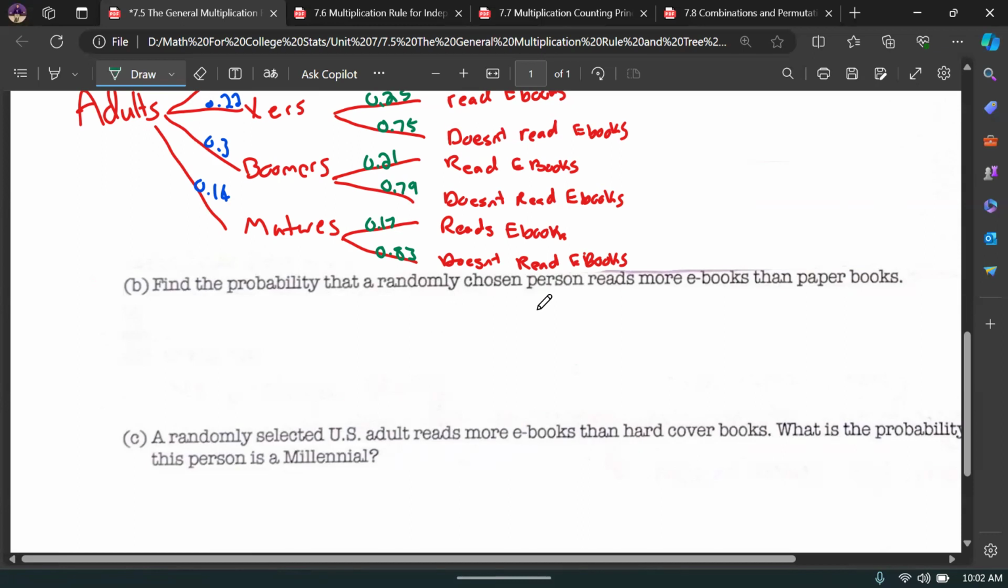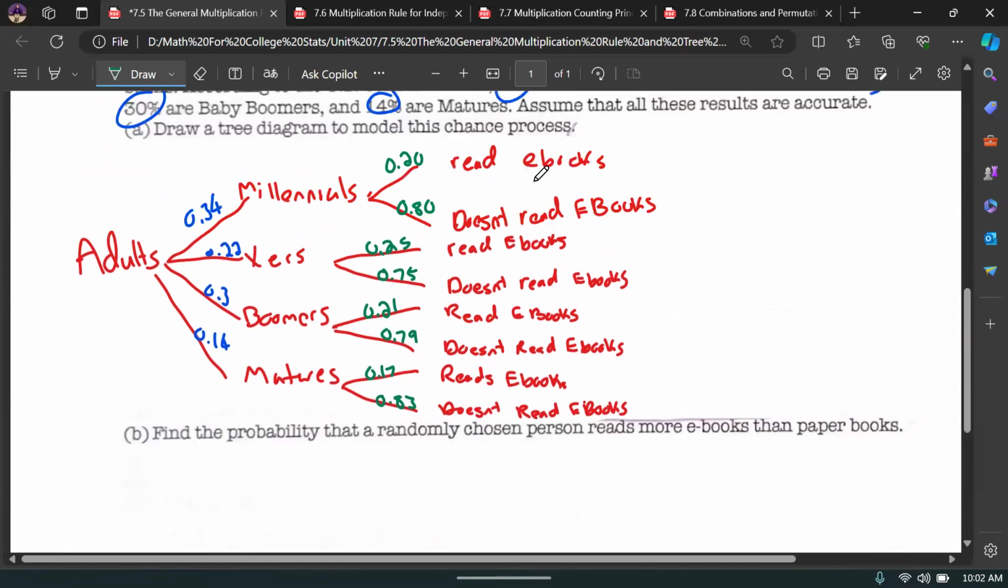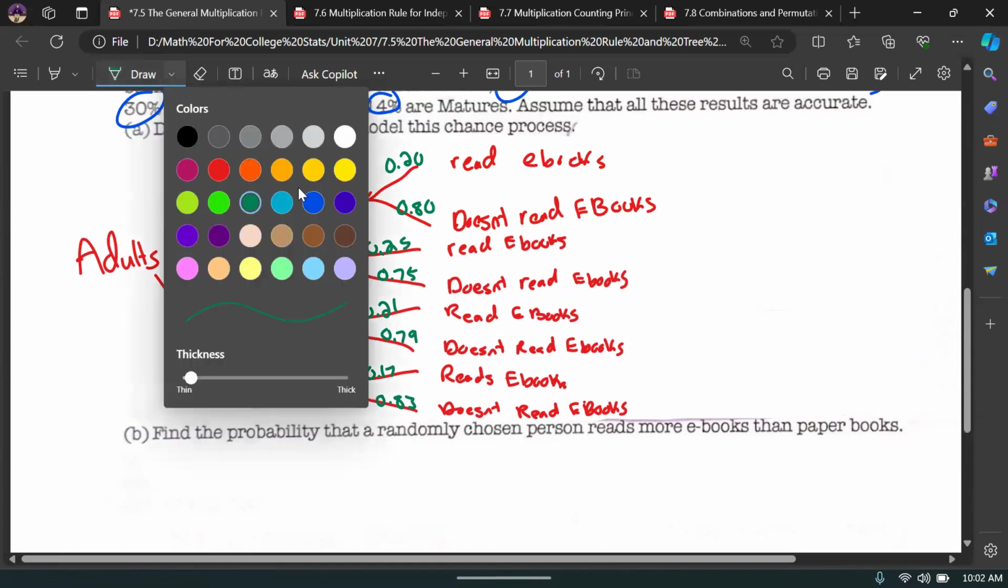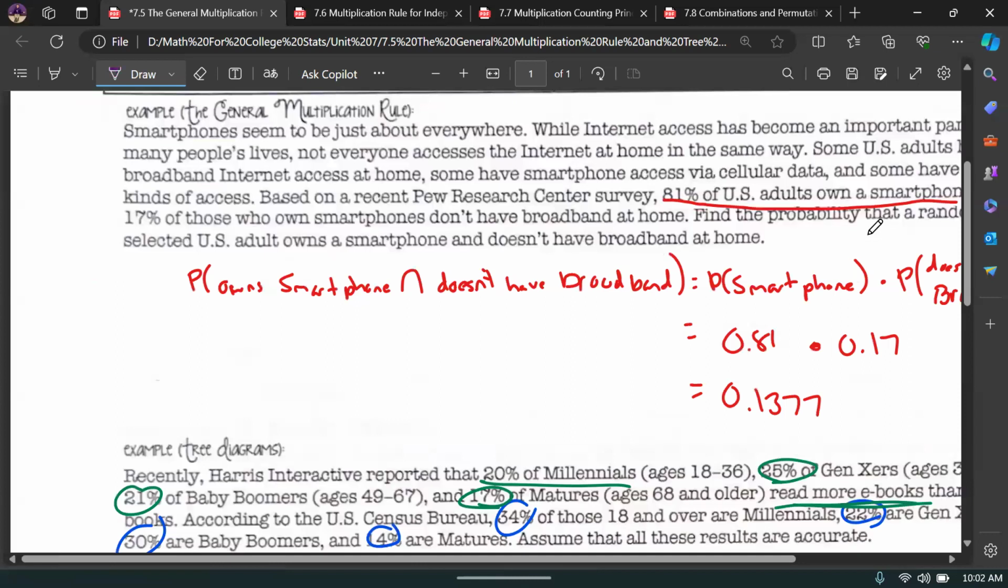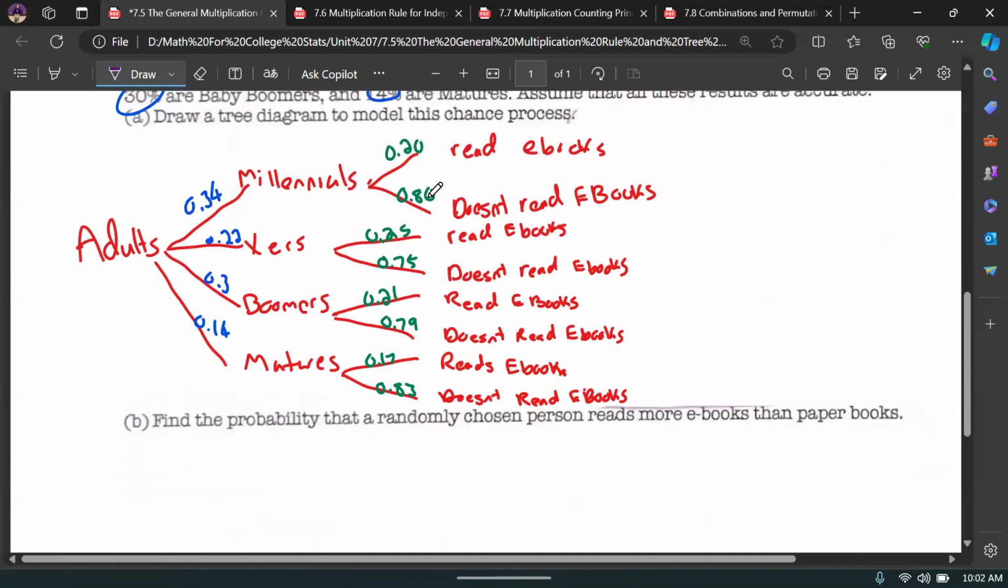All right. So give me a second. Let me show you another part of this tree diagram that might be useful to help answer this question. Let's use this nice royal purple. All right. So if I want to know the percent of all people who are millennials and read ebooks, I would multiply these together.